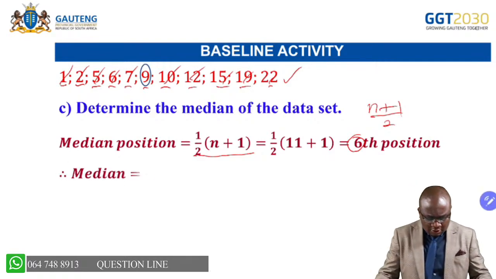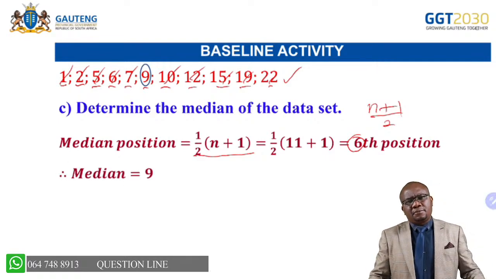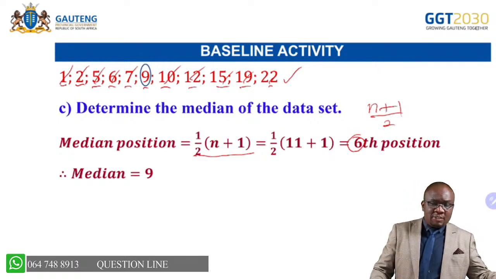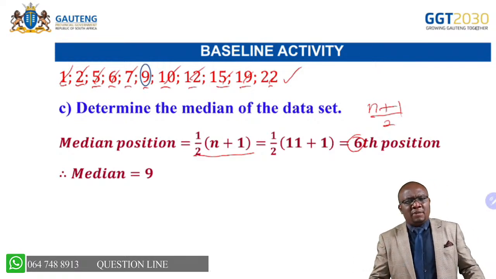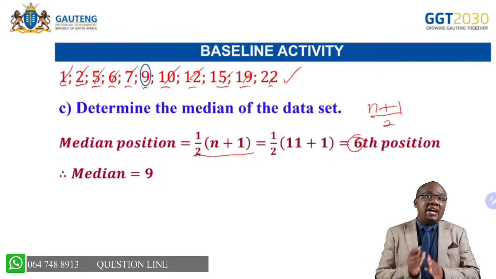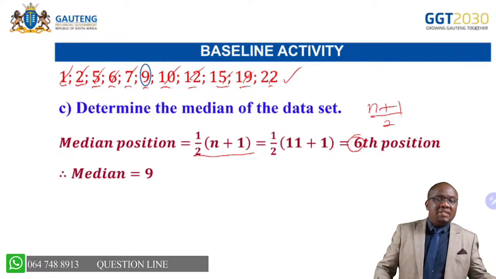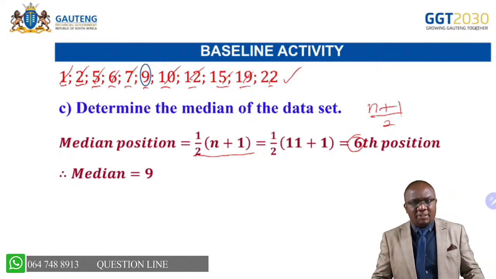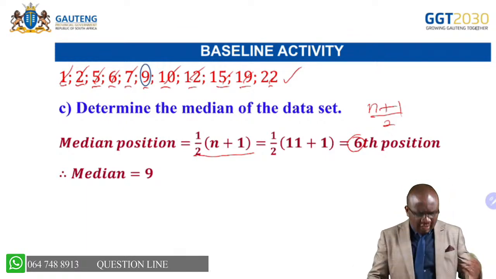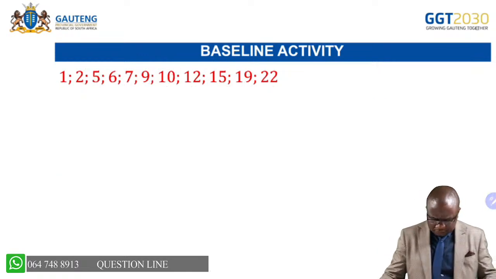So now the median is 9. 5 numbers below it, 5 numbers above it. The median divides the data set into 2 equal parts: 50% below the median, 50% above the median. Right, let's move on to the next question.